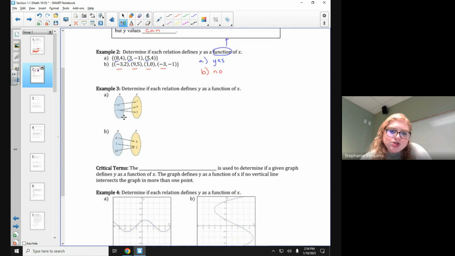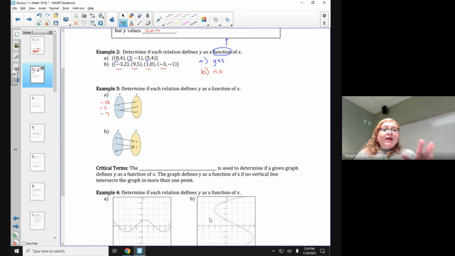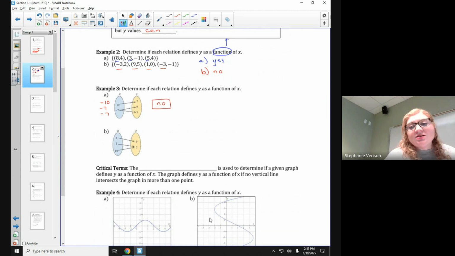So when you look at this, do you see how this -7 here, there are 2 arrows coming from it? It tells you this bubble is the x's. But you can think of this as -10, -7, -7. There are 2 arrows coming from -7. Therefore, the x value, -7, is repeated. Well, we can't have repeated x values. So we would say no, this one is not a function. Remember, we don't care what the y's are doing. What makes it a function is that the x values do not repeat.